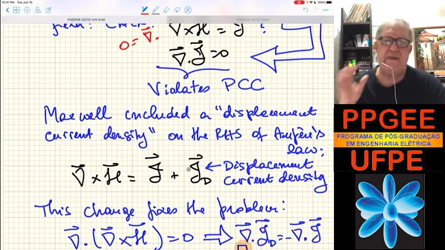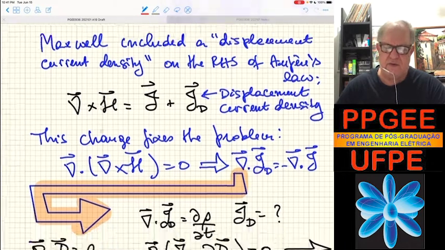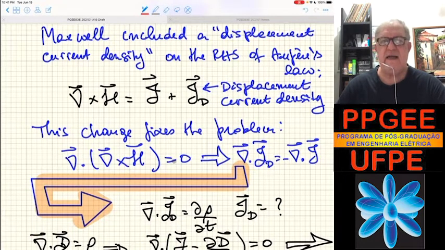We are going to call it PCC, okay? So let's apply now how to fix the problem. Let's apply the divergence on both sides, which is an identity equal to 0. It means that the divergence of J plus the divergence of JD equals 0, or this displacement current density has to be chosen such that the divergence is minus the divergence of J.